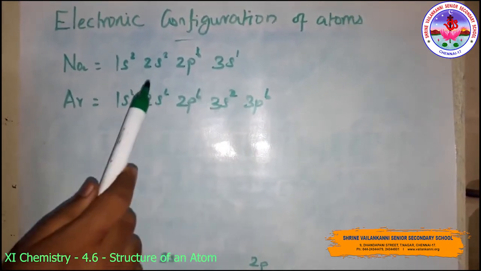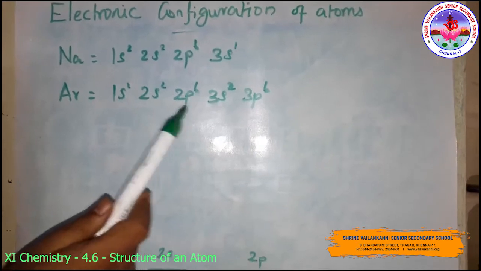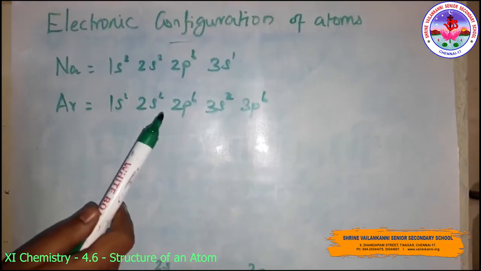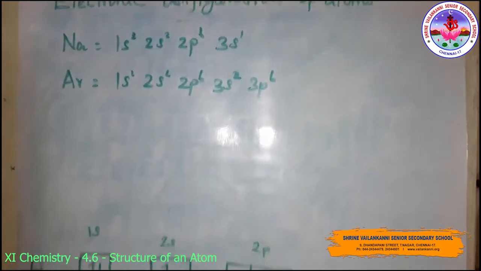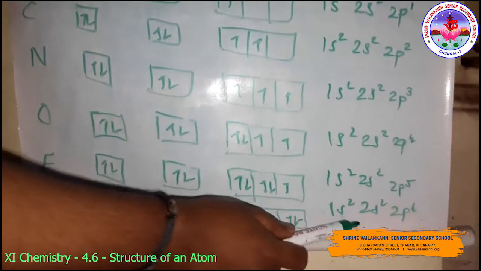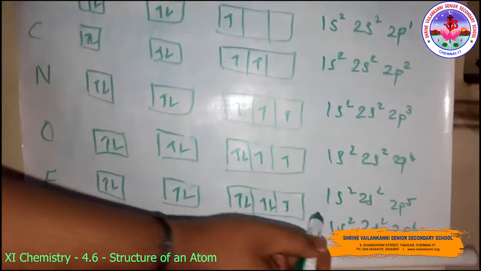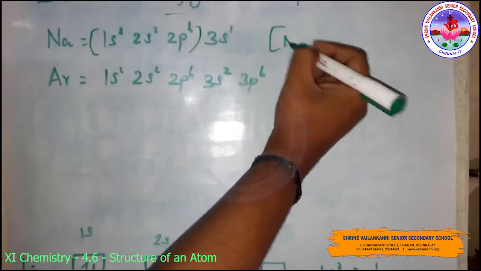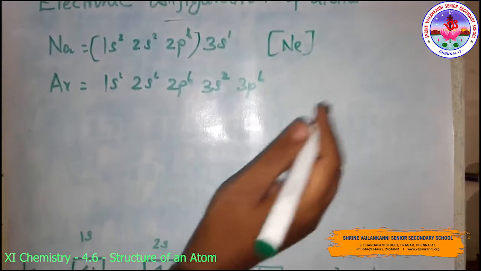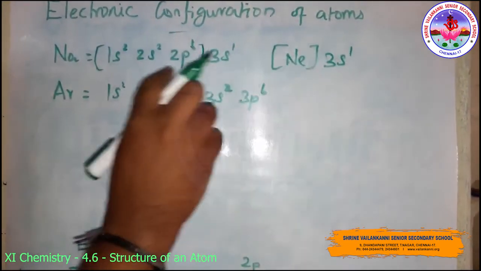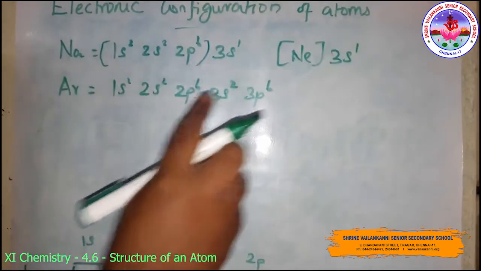This process can be simplified if we represent the total number of electrons in the first two shells by the name of the element neon. Look here, neon atomic number is 10. So 1s2, 2s2, 2p6, up to this indicates neon. So you can write neon, then 3s1. This indicates the electronic configuration of the sodium atom.